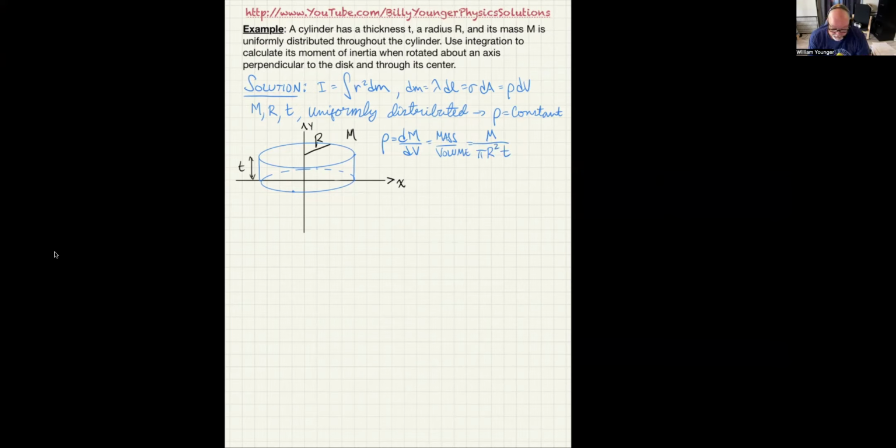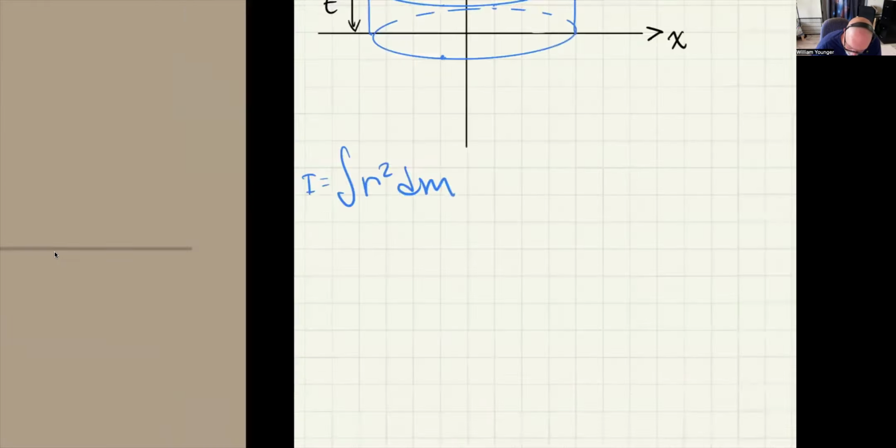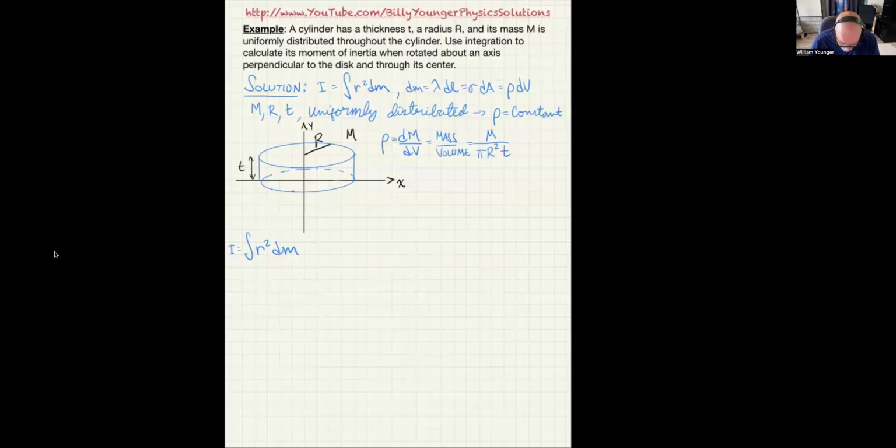And the fact that it's uniform allows us to use that formula, M over pi r squared t, and the fact that it's uniformly distributed means that it is, of course, a constant. So we're going to make use of that, and now we're going to begin by choosing a differential volume element. So again, the formula that we use is the integral I is equal to the integral of r squared dm. And like I said, when you make a dm, you have to make sure that the integrand does not vary by a macroscopic amount from any part to another part within the dm.